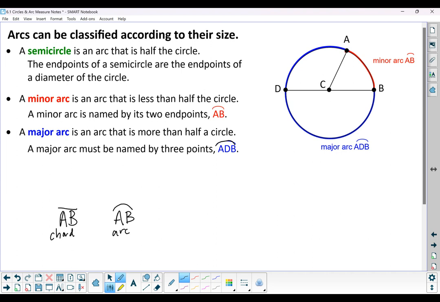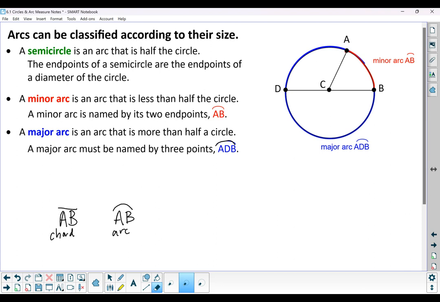So when we talk about arcs, a semicircle is an arc that is half the circle. So the endpoints of a semicircle are the endpoints of a diameter. So in this case, on this circle, we would have this semicircle right here. Or we could also say that we have a semicircle on the other side down here. This is also a semicircle. So a semicircle is an arc. A minor arc is any arc that is less than half of the circle, so less than a semicircle. So we've got minor arc AB here.